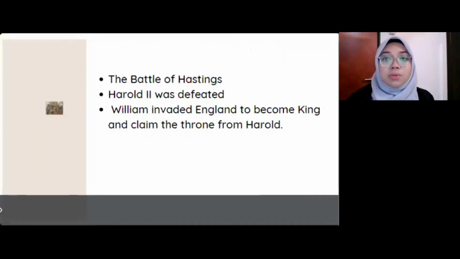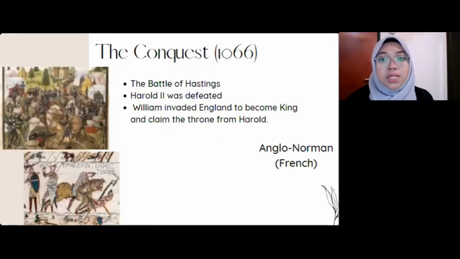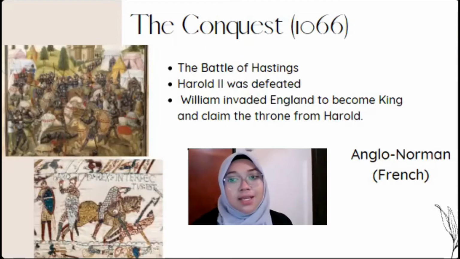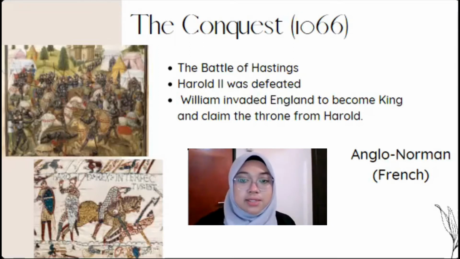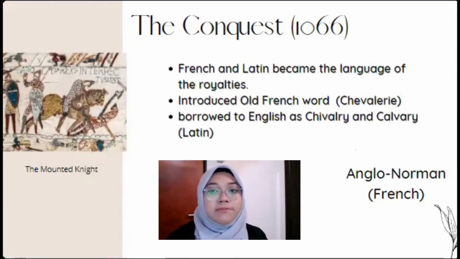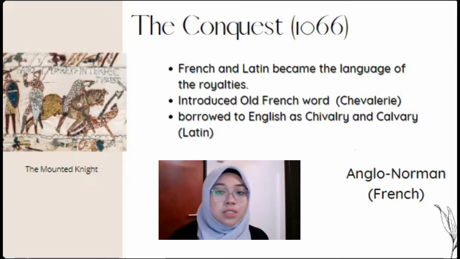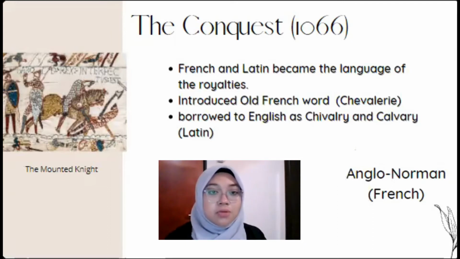To that, the dispute over the proclamation of the throne led both William and Harold into the Battle of Hastings. As Harold was defeated in the battle, William invaded England to become king and claimed the throne from Harold. Since then, English was established with the new king's mother tongue, Anglo-Norman, which is French, replacing the Old English, and in his reign, French became the language of the royalties. To add to this first part, due to the mounted knights from the Battle of Hastings, words of French origin, like chivalry, were introduced into the English land.